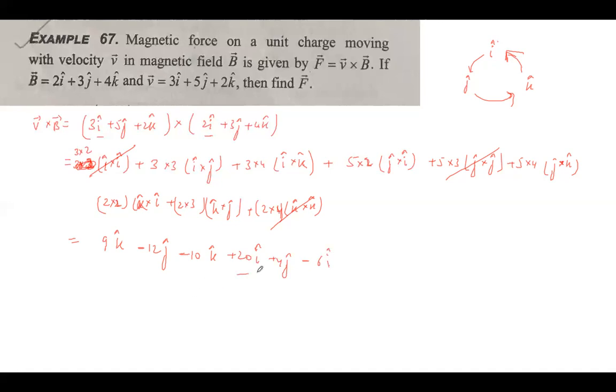So see, 20i minus 6i, this is 14i, minus 12j plus 4j is minus 8j, then 9k minus 10k is minus k. So the same thing has come. Let's say, is this clear?